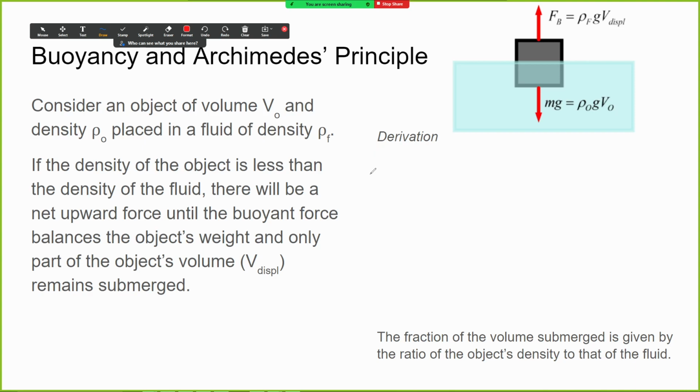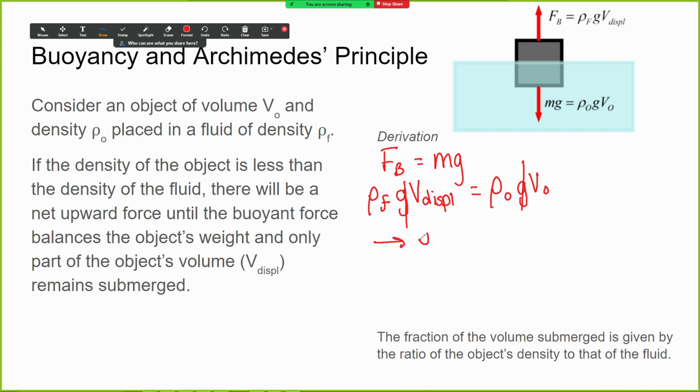So if we start a derivation here, we could say the buoyant force is equal to mg. The buoyant force is the density of the fluid times g times the displaced volume, and that is going to be equal to the density of the object times g times the volume of the object. I can cancel out g, of course. So I'm left with rho f v displacement is equal to rho naught v naught. And then I can get a ratio such that v displacement over v naught is equal to rho naught over rho f.